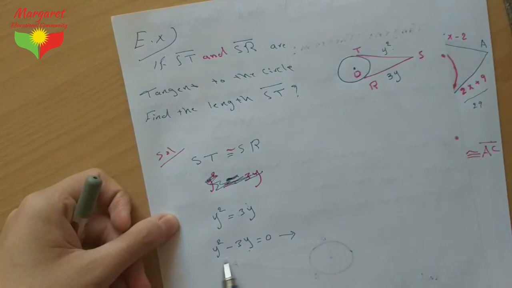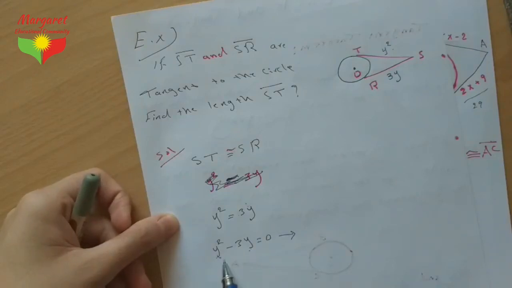From two terms we have the common variable or the common number.